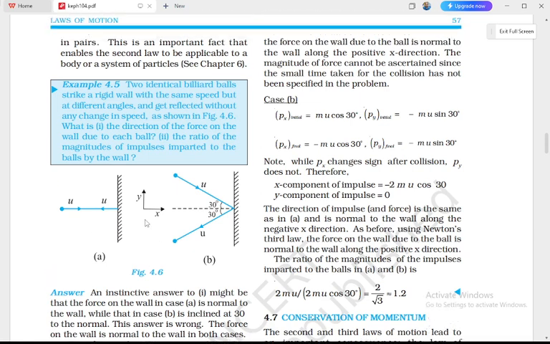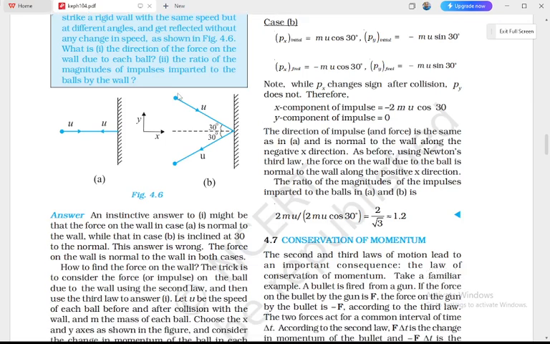Here is an example of this. Two identical billiard balls strike a rigid wall with the same speed but at different angles and get reflected without any change in speed. This is example 4.6. What is the direction of the force on the wall due to each ball? What is the ratio of the magnitudes of impulses imparted to the balls by the wall?